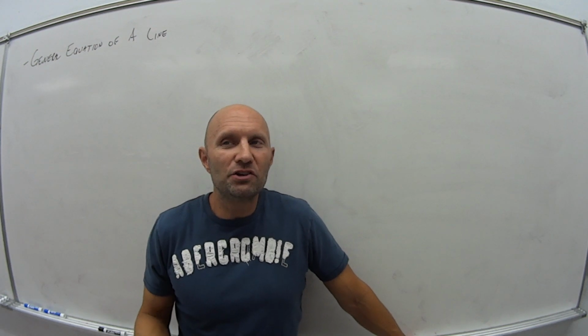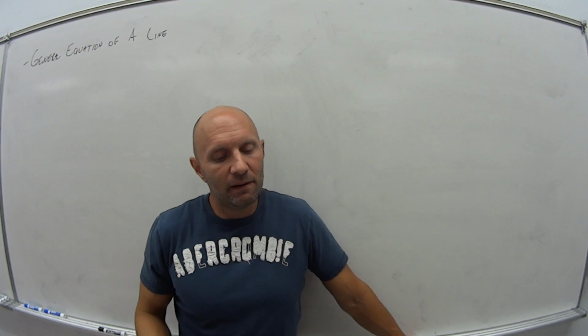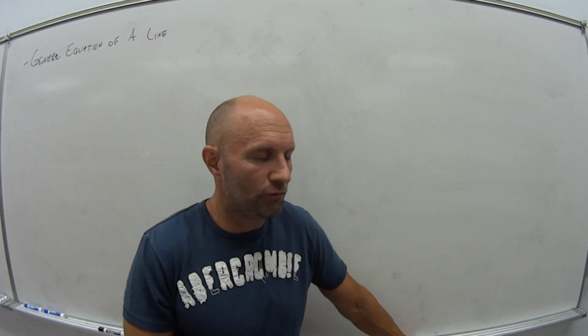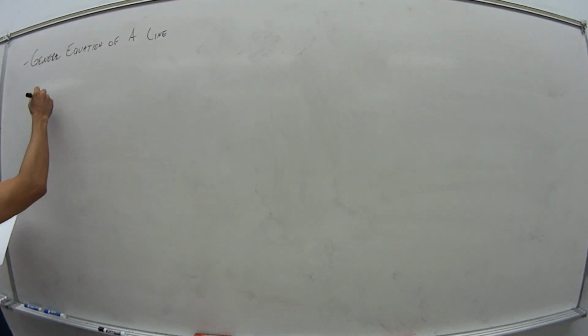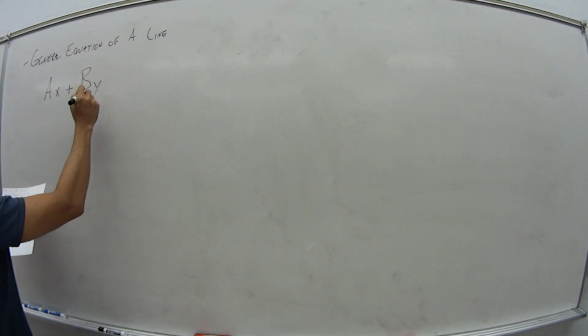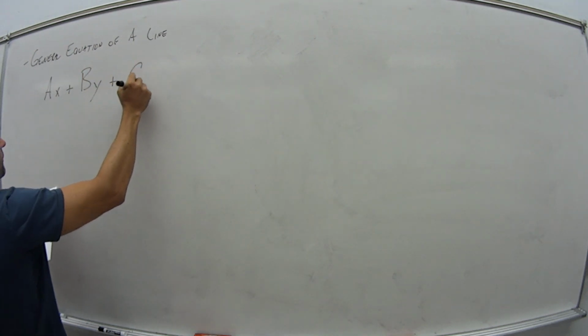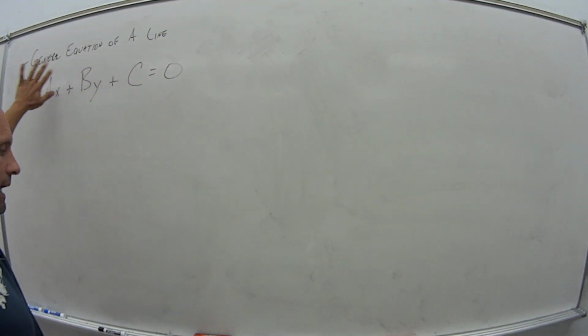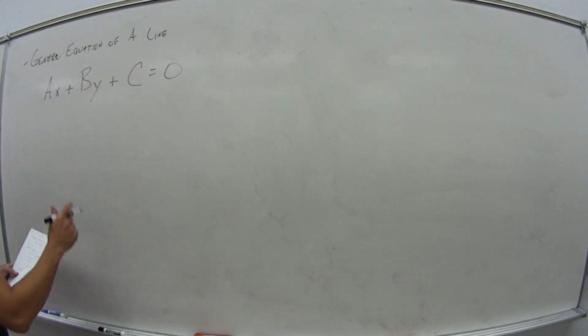We had to write the equation in slope-intercept form. Sometimes a problem might say, write the equation in general form. So what is the general form? It's ax plus by plus c equals 0. So we want to have 0 on the right, everything else on the left-hand side.